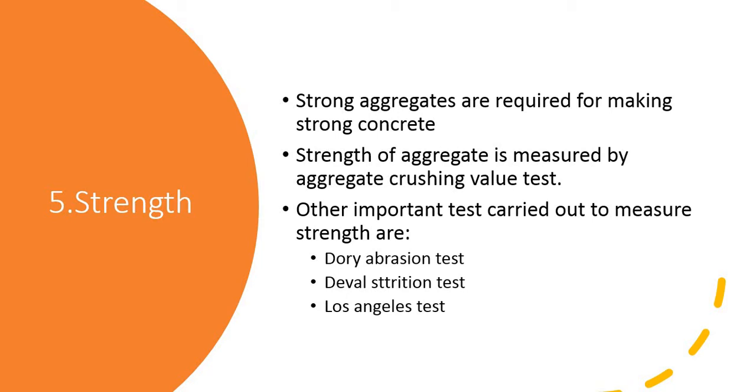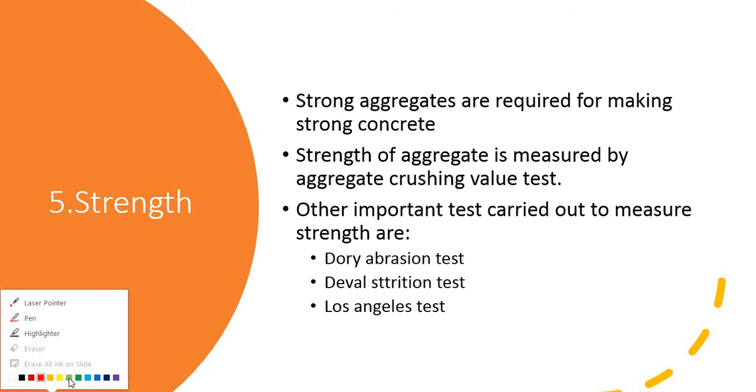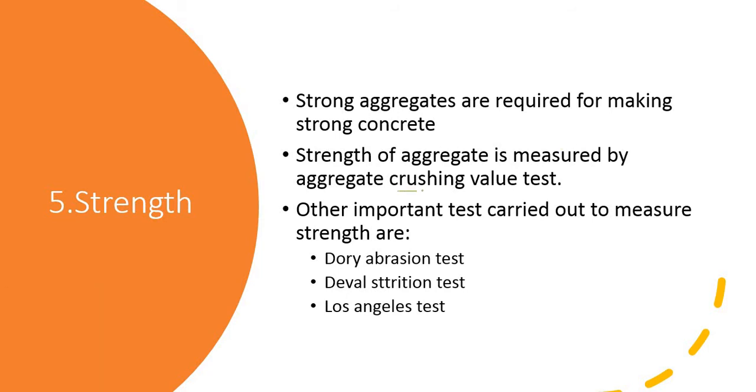Strength of aggregate is measured by the aggregate crushing value test. You need to remember this test name. How do we know that our aggregate is strong enough or not? In order to measure the strength of the aggregate, we perform the crushing value test. Now there are other important tests also carried out, like the abrasion test, attrition test and Los Angeles test. Sorry, this is attrition test, please make this correction. But the main test that we perform to check the strength of the aggregate is the crushing value test. We will be performing that test, and when I explain the test, I'll even show you the video. That way your concept will be clear.